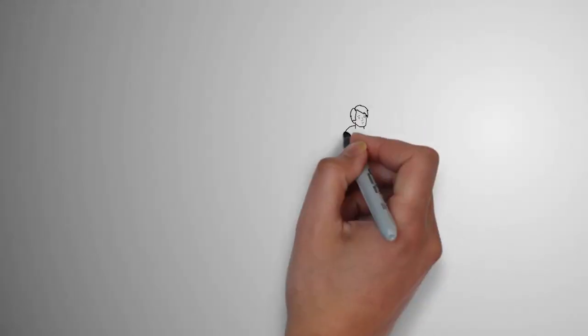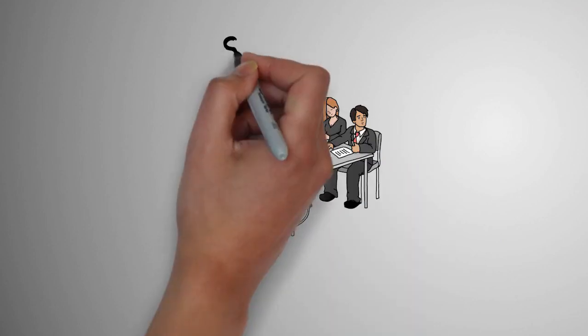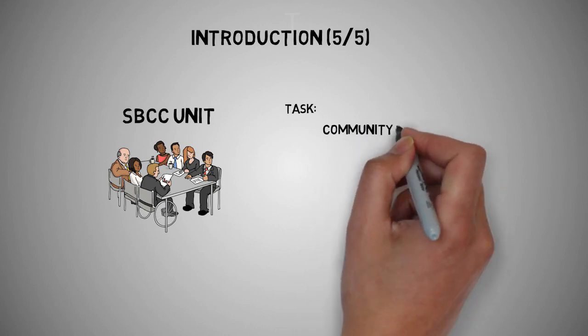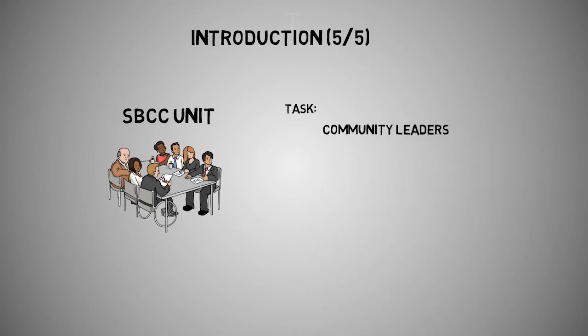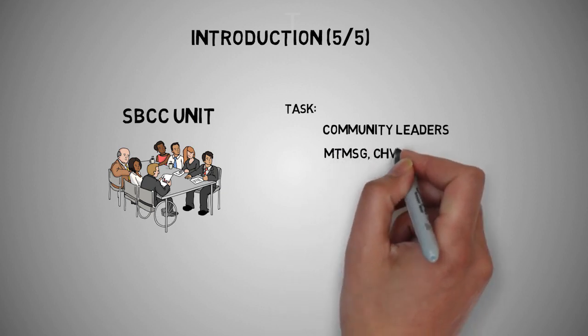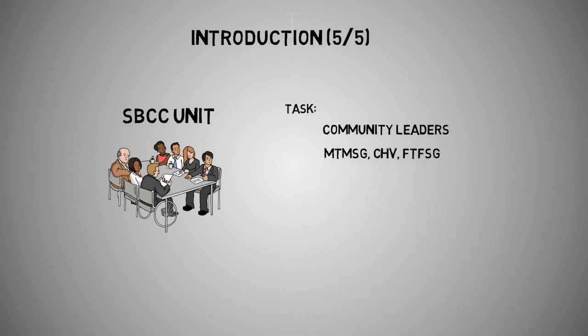As part of Spring's implementation strategy, an SBCC unit was established with the key tasks to: 1. Engage community leaders in nutrition, health promotion and advocacy for the prevention of anemia. 2. Mobilize and strengthen community platforms such as mother-to-mother support groups, community health volunteers, and father-to-father support groups to promote nutrition-specific and nutrition-sensitive behaviors at a community level.